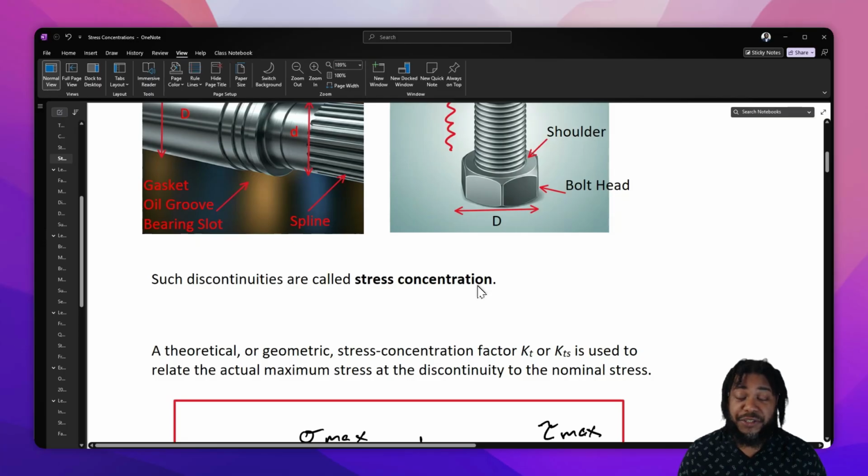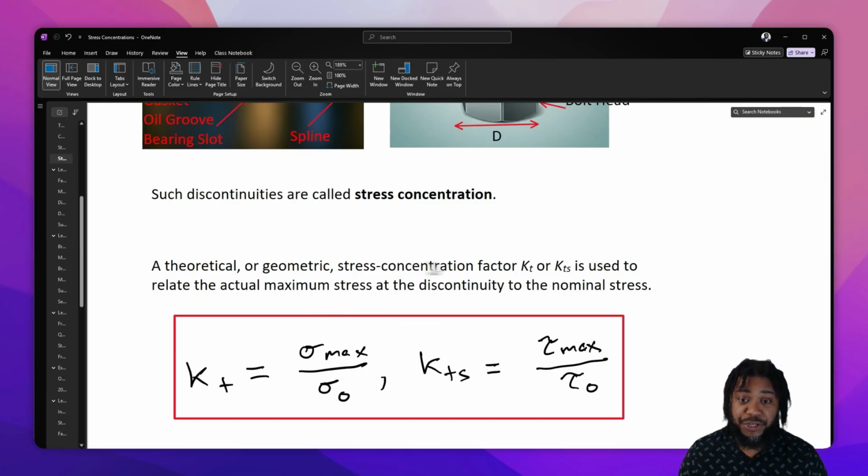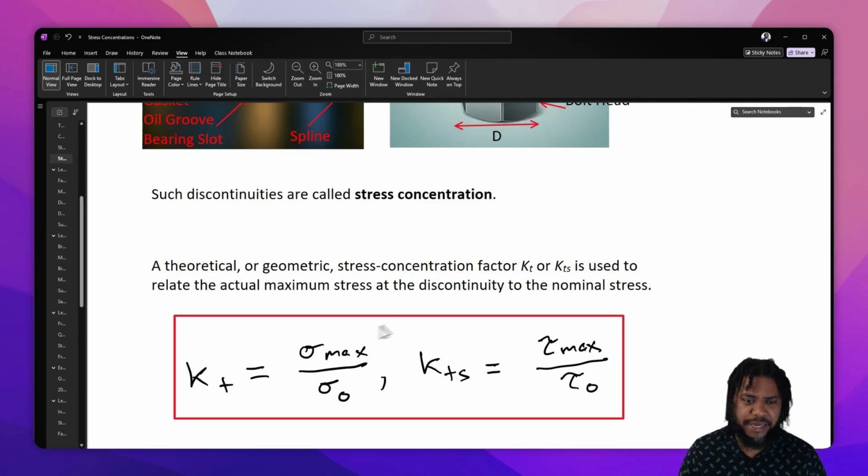Now, what is a stress concentration? How do we calculate the impact of those concentrators? Well, the stress concentration factor, which we denote as a capital K_t or K_ts, is used to relate the actual stresses at the discontinuity, say at the threads, with respect to the nominal stress over the cross-section near the discontinuity. We'll get a little more clarity on that in a minute.